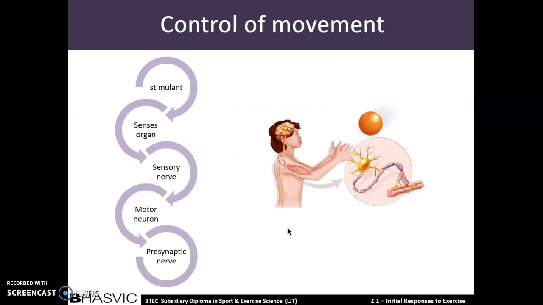Triggering of the control of movement would be catching a ball as a goalkeeper, for example, in football. The stimulant, aka catching the ball, sends a sense, which is then sent to the sensory organ, which would be your hands, via the sensory nerve to the motor neuron and the presynaptic nerve.